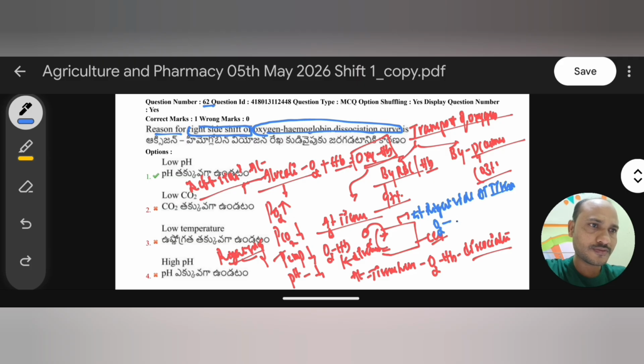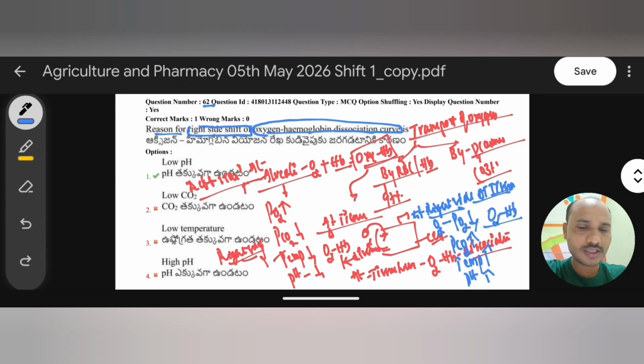So what is the condition which favors the entry of oxygen? Remember, the partial pressure of oxygen must be less, but the partial pressure of carbon dioxide is more, the temperature is more and pH is more. So at the right side, at tissue level, the oxygen hemoglobin dissociation curve will occur. When the partial pressure of oxygen is less but carbon dioxide, temperature and pH are more, this condition favors the oxygen hemoglobin dissociation curve shifting to the right side.